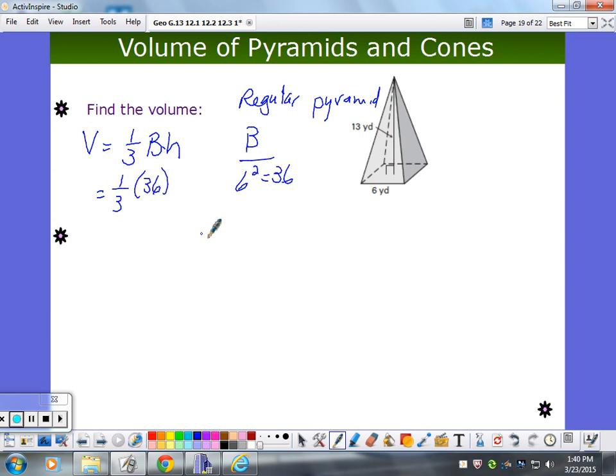How high is this pyramid? You always start with the vertex. You drop your penny straight down, right, so you have this right angle. This height is 13. So I just multiply that out. 1/3 times 36 times 13 is 156. Okay, cubic yards. Because how many cubes will fit inside that pyramid?